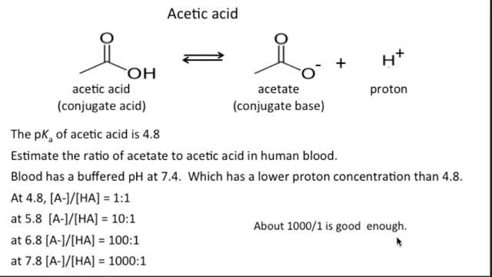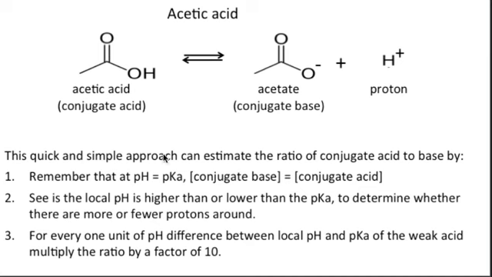Anytime you have a problem where someone gives you the pKa and the pH, you can simply go, okay, we know that if the pKa equals the pH, the conjugate base and acid are equal. Now we need to say, are we at a higher pH, in which case there are fewer protons, or are we at a lower pH where there are a lot more protons, which will stick to the conjugate base and make more of the acid? Once you know the direction, you can see how many pH units, and for each pH unit you move away from the pKa, there will be a tenfold difference in the ratio.